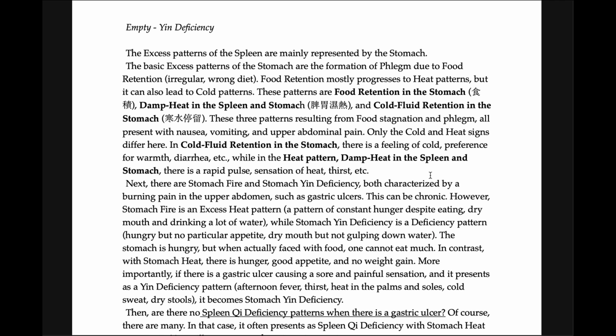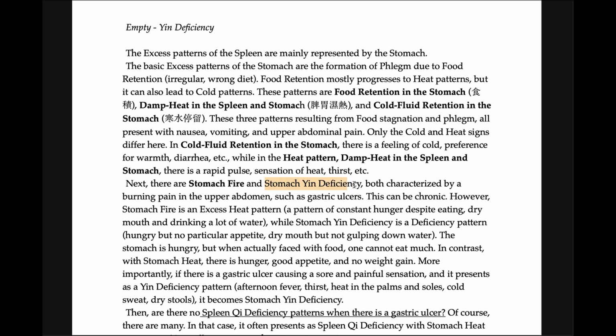In cold fluid retention in the stomach, there is a feeling of cold, preference for warmth, diarrhea, etc. While in the heat pattern, damp heat in the spleen and stomach, there is a rapid pulse, sensation of heat, thirst, etc. Next, there are stomach fire and stomach yin deficiency, both characterized by a burning pain in the upper abdomen, such as gastric ulcers.